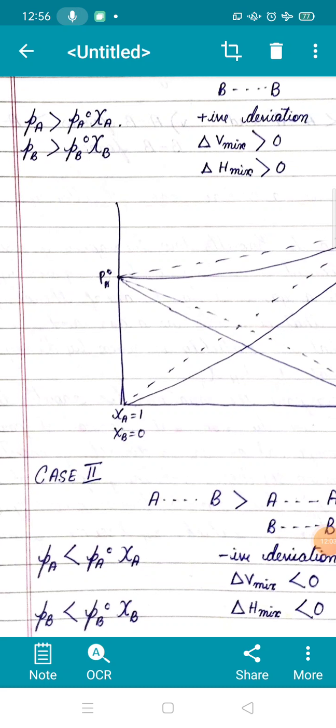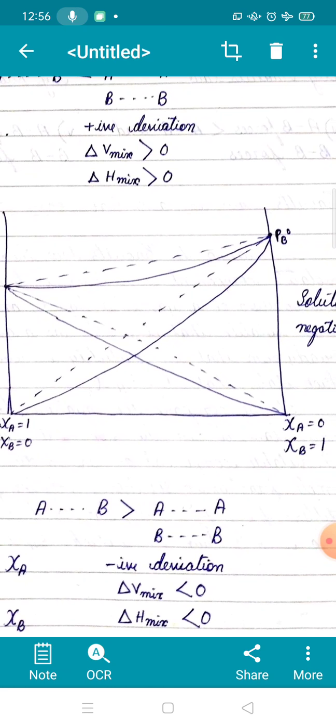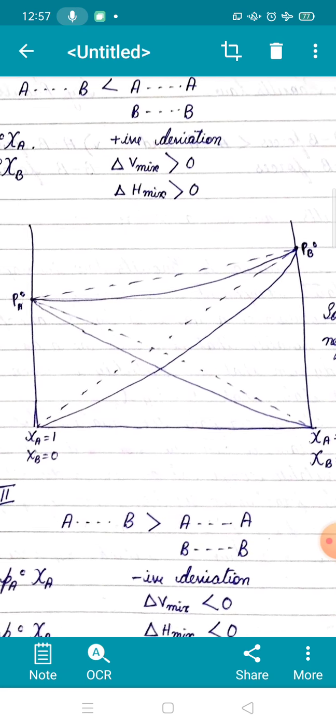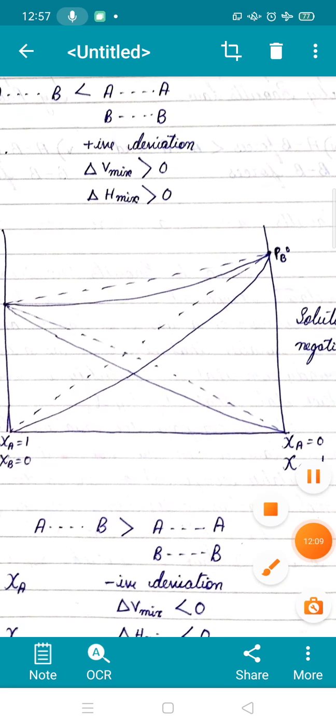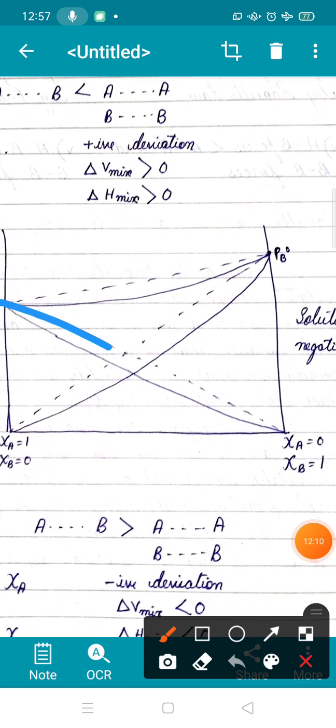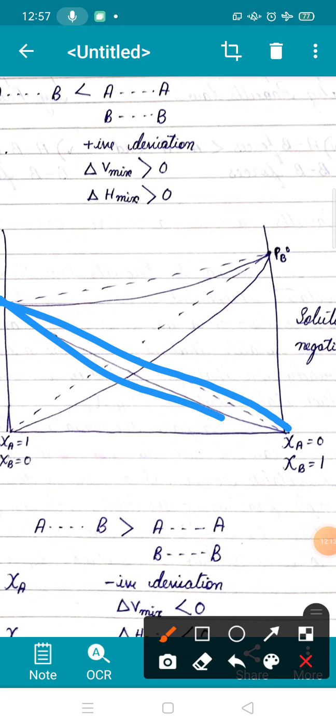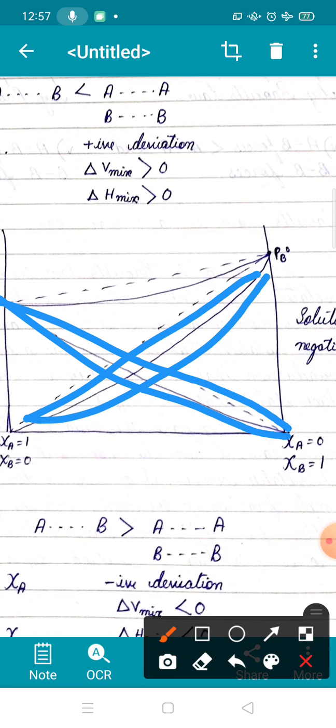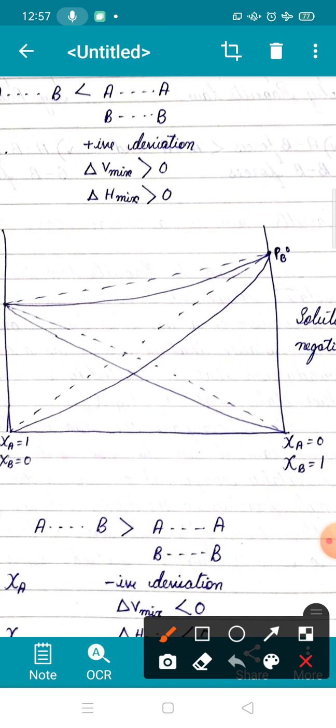As a result, what is happening to the graph? The graph is going down than expected. The expected line is this, but actually it is going down. Similarly, this is the expected line and this is going down. So you can see for all the lines which were expected, the actual line is below that.